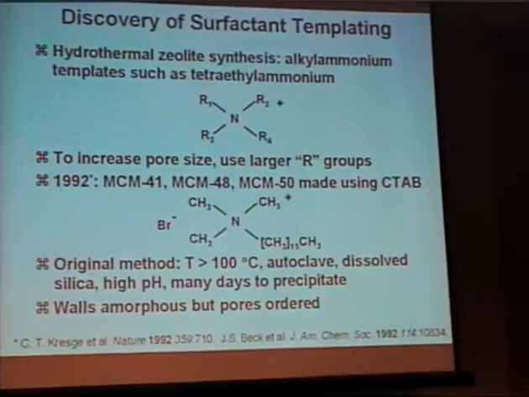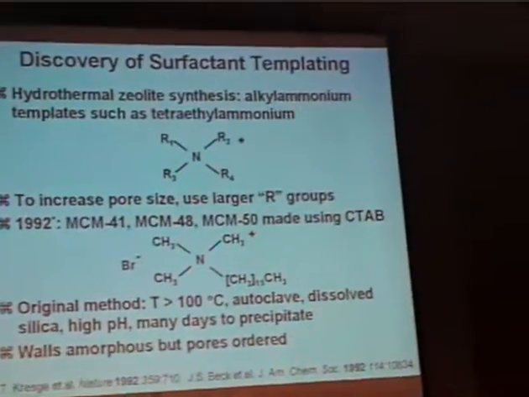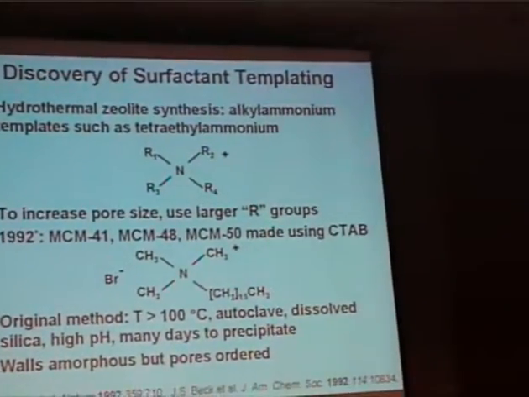But the products have ordered pores, and the pores are larger than what you typically find in a zeolite. They're on the order of 30 angstroms, as opposed to a large pore zeolite, which would be 10 to 14 angstroms. So there was a significant increase in the size of the pores that can be created in these kinds of materials, but the walls are amorphous, unlike a zeolite. A zeolite is a crystalline material, but this process makes an amorphous silicate with ordered pores.